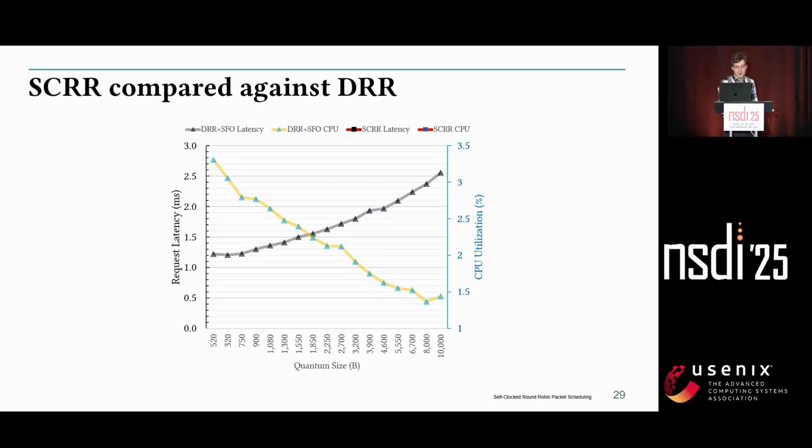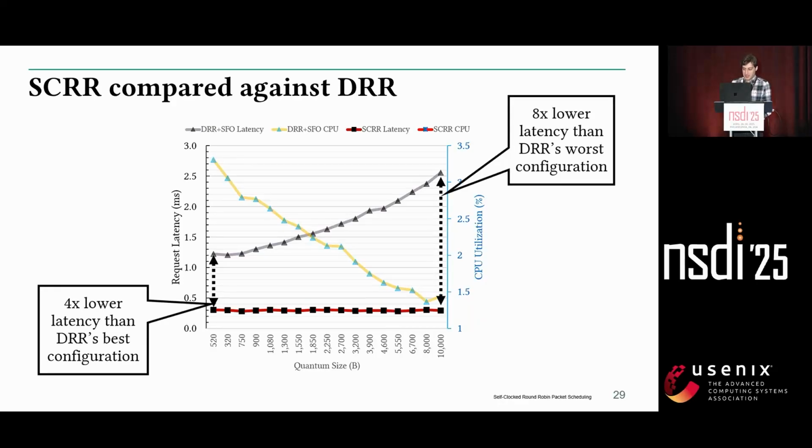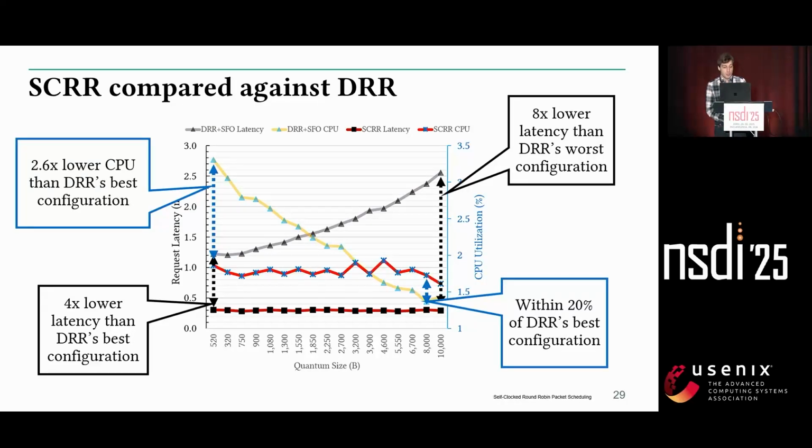All right, let's go back to our trade-off experiment and plug in SCRR results. First, for the latency, SCRR is a no-brainer. It offers 4 times lower latency than DRR's best configuration, and this improvement can increase to 8 times compared to the worst configuration. SCRR also offers 2.6 times lower CPU utilization compared to DRR's worst case, and just 20% higher than DRR's most conservative configuration.